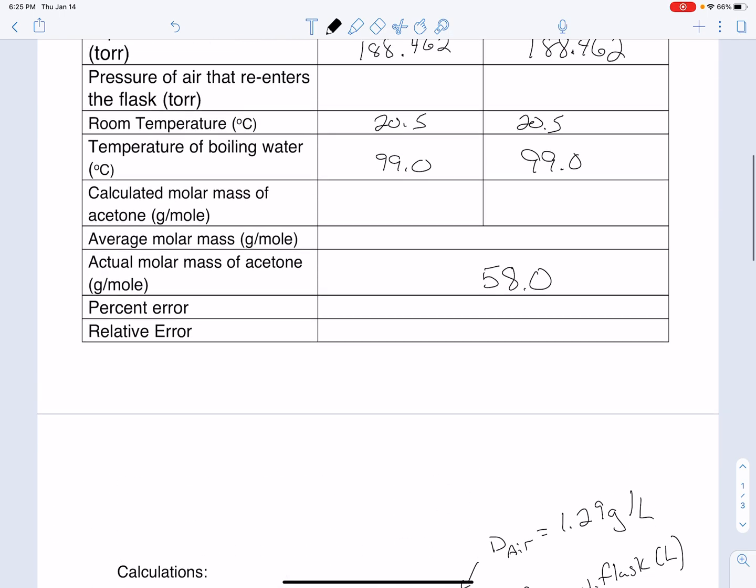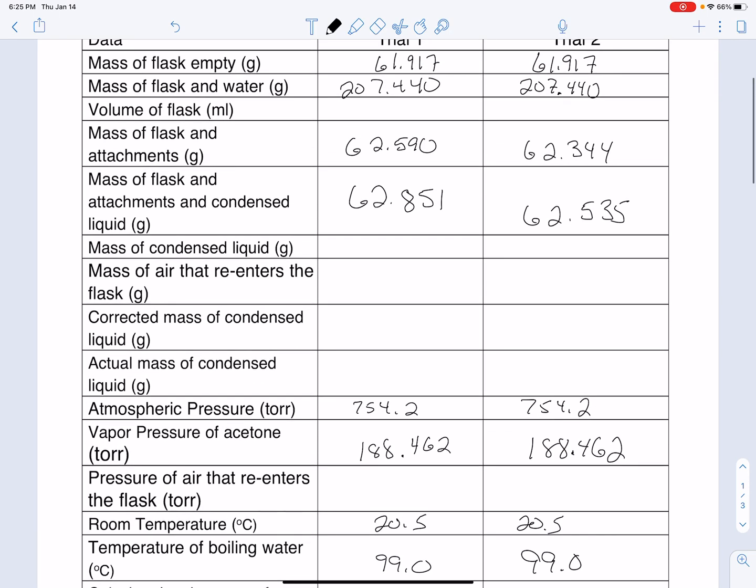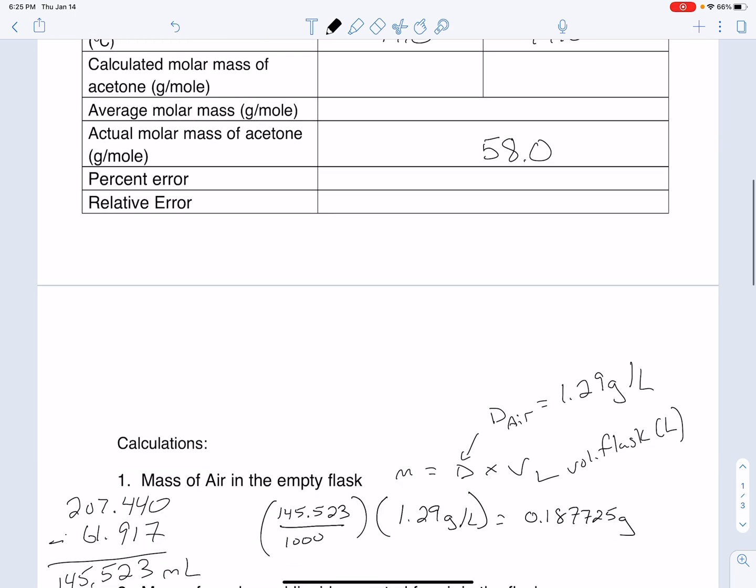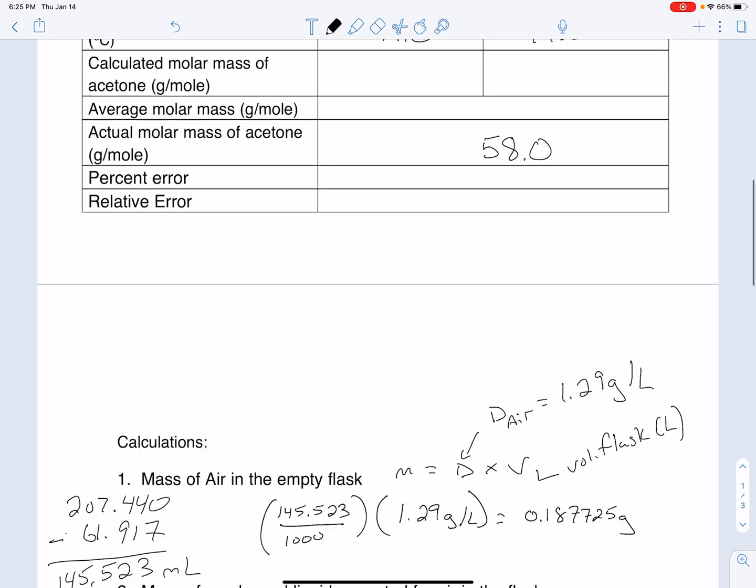So we'll put that up here as our, I don't even think that's even one of our things. The volume of the flask is, so let's put that in, 145.523.